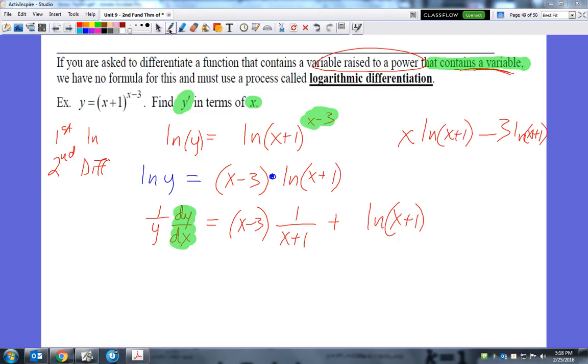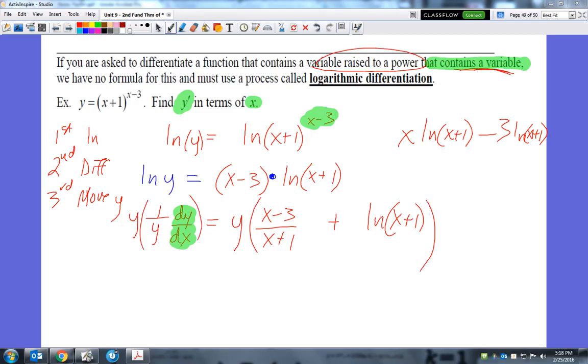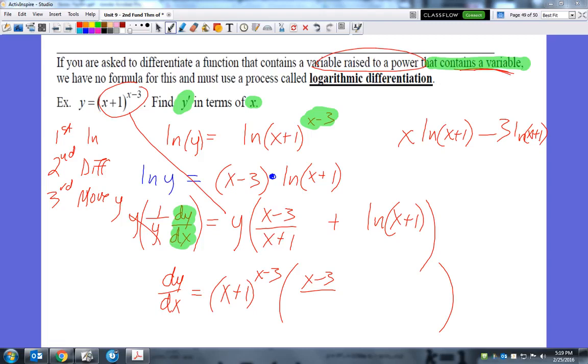Let me clean this up a bit. I'm going to put x minus 3 over x plus 1 together, so x minus 3 over x plus 1 plus the natural log of x plus 1. Then I'll multiply y over, and that'll be my third step: move the y. Multiplying both sides by y, the y's cancel on the left, and I'm left with dy/dx equal to what I have over here. Because of the way it's written, I can just resubstitute y back in. So (x plus 1) to the x minus 3 is multiplied by the parentheses, x minus 3 over x plus 1 plus the natural log of x plus 1. And this is your final answer.